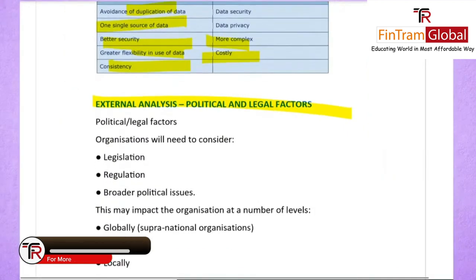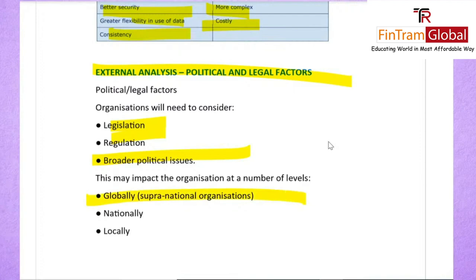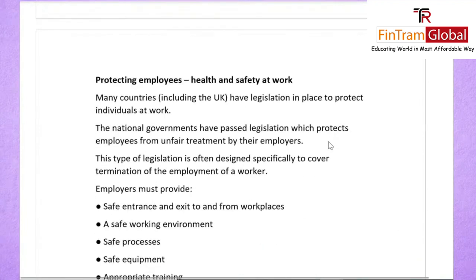In our political and legal factors, we said that an organization will need to consider various things: the legislation, the regulations, and any political issues that are going on. This can have an impact at three levels. It could be global, that is, supranational organizations. It could happen at a national level, or at a very local level.